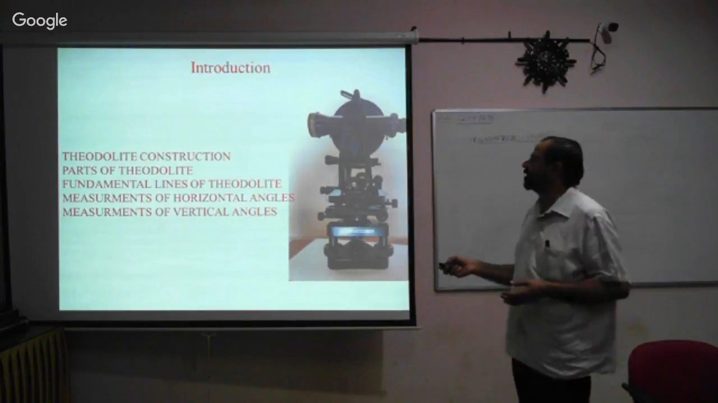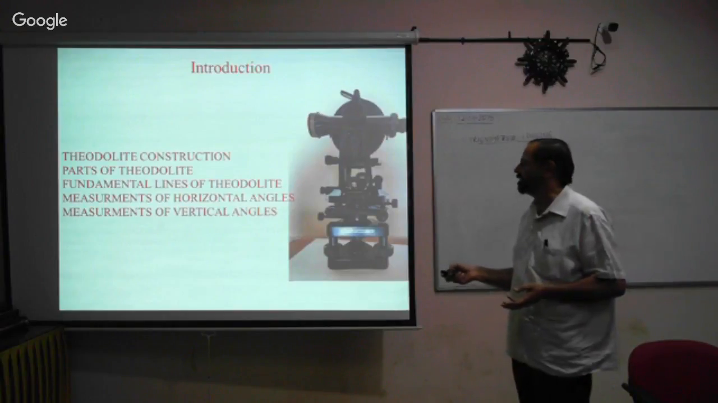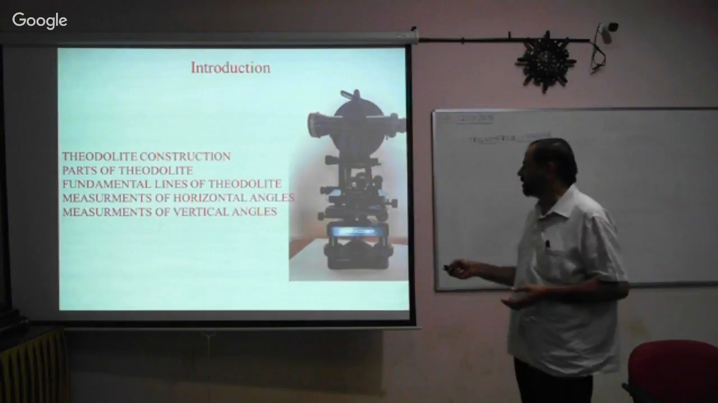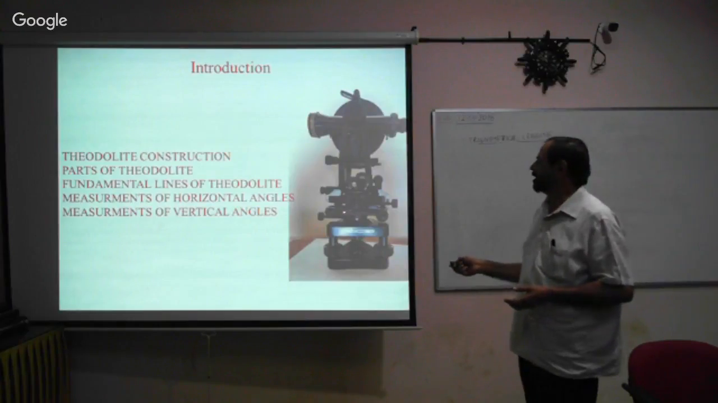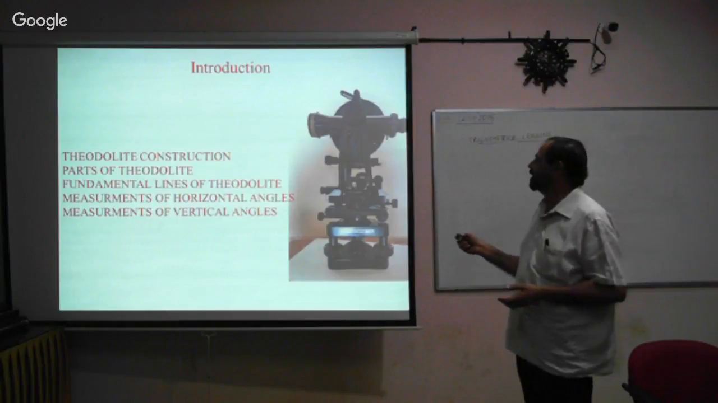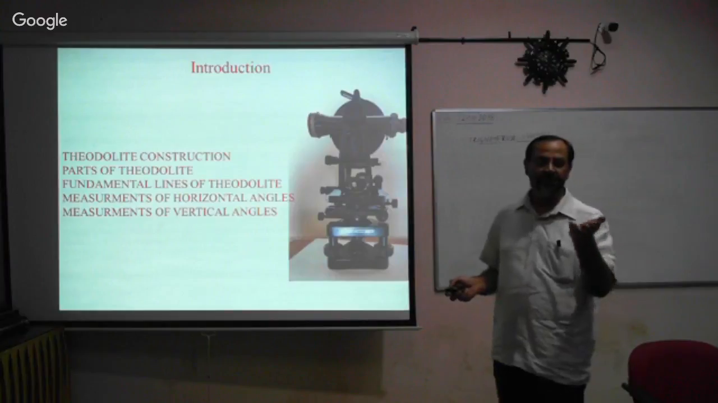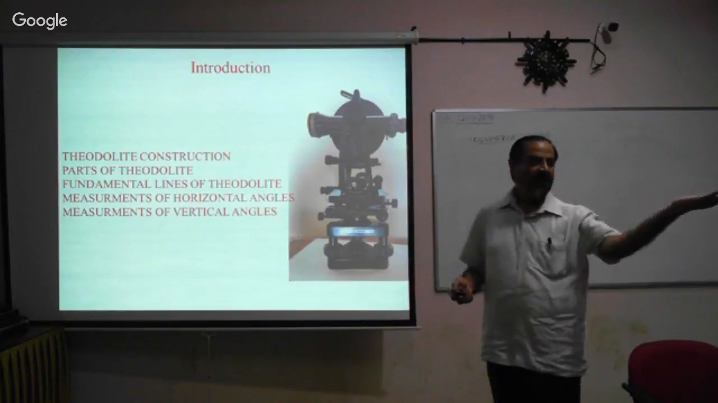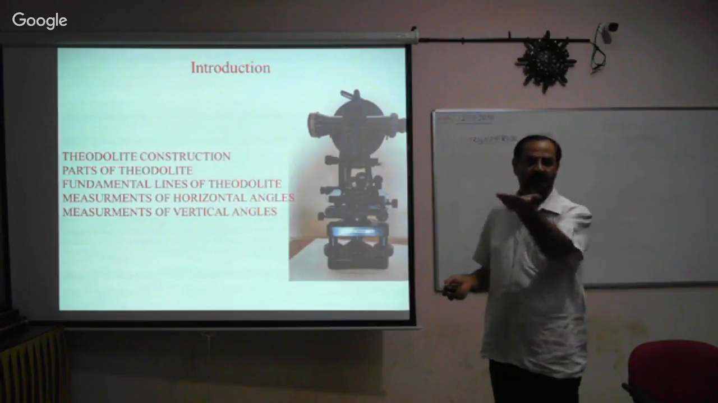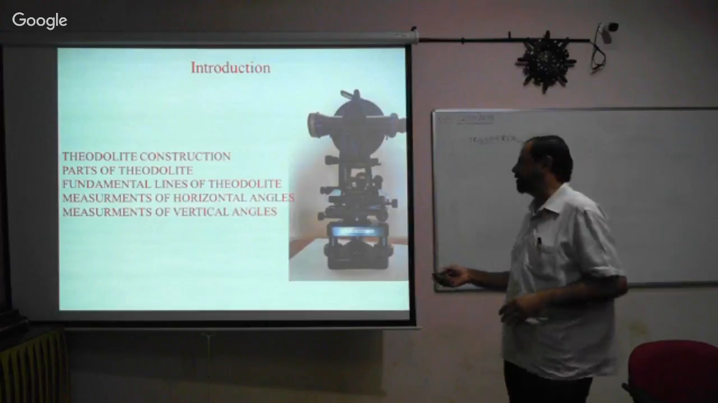Now this is the most versatile instrument. It is widely used by civil engineers and consists of the leveling head, horizontal circle, vertical circle, and telescope. The telescope can be rotated both in the horizontal plane and also in the vertical plane. That is the advantage of this instrument.